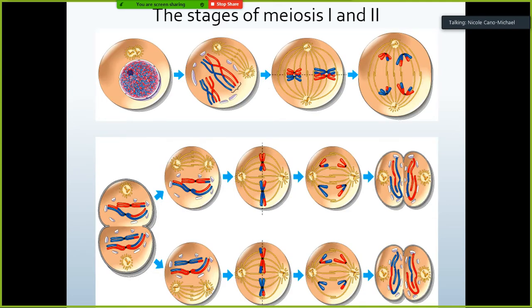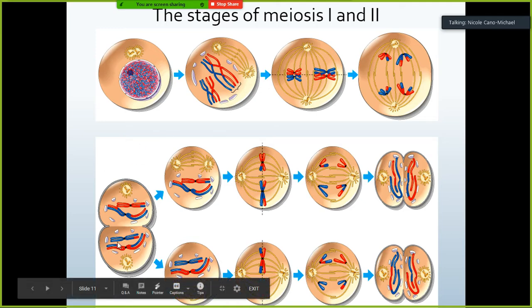So this is what meiosis looks like. Meiosis 1 is up top. Technically, this one right here is part of meiosis 1, but whatever. And then we have meiosis 2.